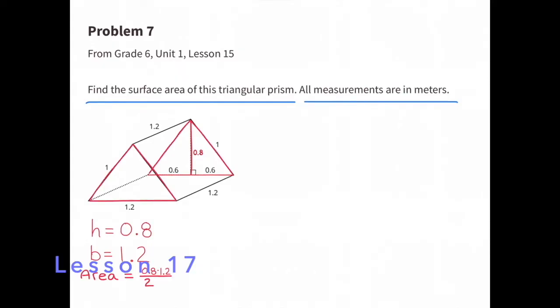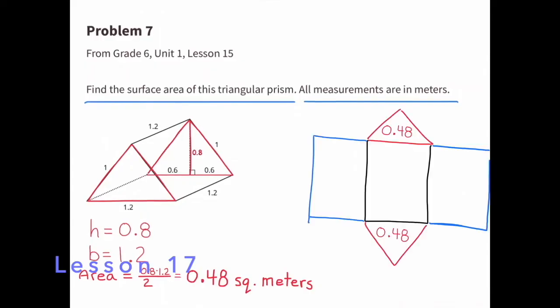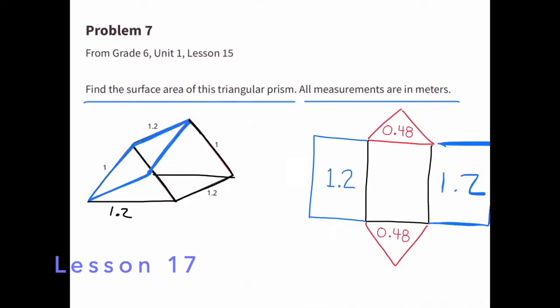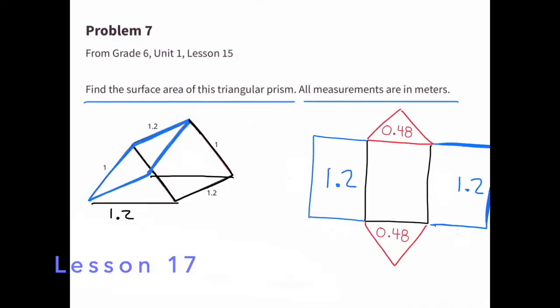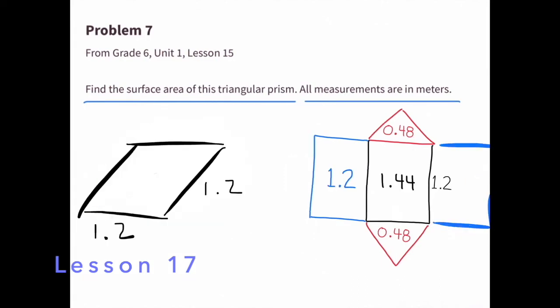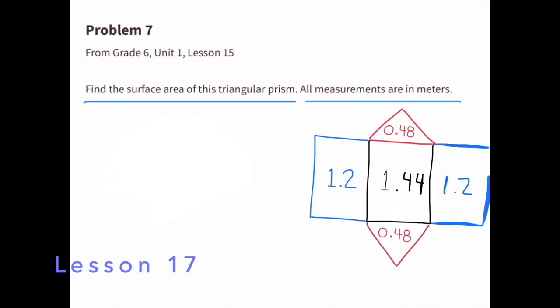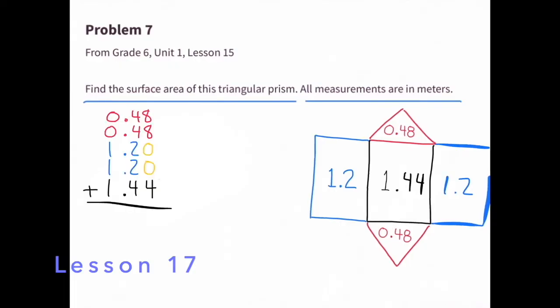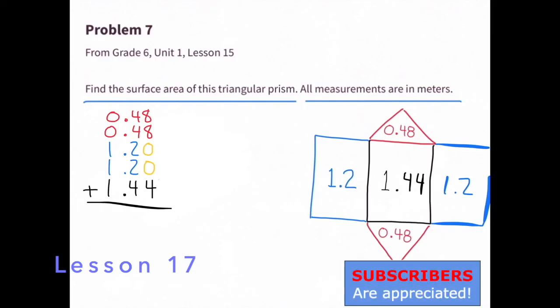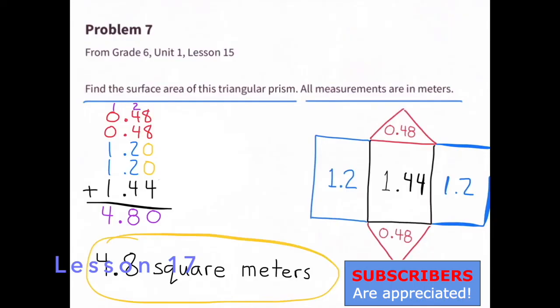The area would be half of 8/10 times 1 2/10, or 48 hundredths square meters. Since 1 2/10 times 1 equals 1 2/10, the area of each of these faces is 1 2/10. And finally, the last face. That's 1 2/10 times 1 2/10, or 1 44 hundredths. We can find the total surface area of this triangular prism by adding up all the areas of the faces. The surface area is 4 8/10 square meters.